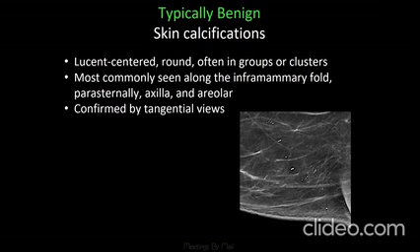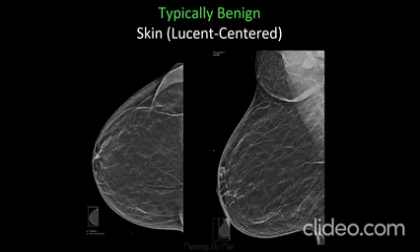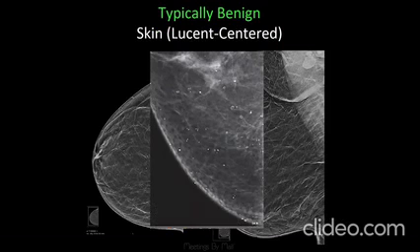So you'll see these tiny groups or clusters along sort of icky, sweaty places like inframammary fold, peristernally, and axilla. Here, again, you can't even see the morphology, but you can see that these are great locations for dermal or skin calcs, medially on the CC here, inferiorly on the MLO. I have a feeling some of these really tiny microcalcs aren't going to be so great, but we'll see.